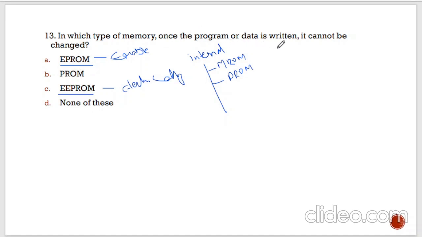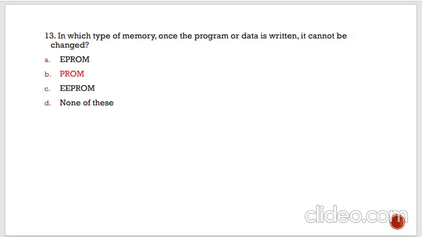Once the program or data is written, it cannot be changed. So in which type of memory? As the name itself says, we cannot change it; that is programmable read-only memory. It doesn't have erasable. Here PROM can be written by the user or the manufacturer. Once the user or manufacturer has written the program or data, it can only be written, but it cannot be erased or rewritten.